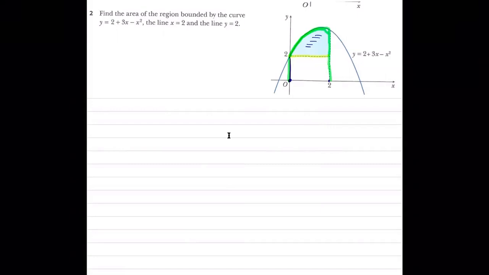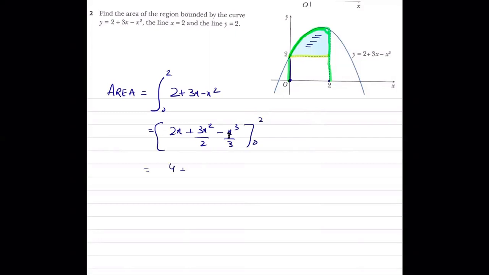I'm going to find the area bounded by the curve and the x-axis. That means I'm going to integrate 2 plus 3x minus x square from 0 to 2. So I'm going to get 2x plus 3x square upon 2 minus x cube upon 3. And you apply the limits 2 and 0, right? So when you apply the limit 2, you get 4 plus 6 minus 8 upon 3. Minus when you apply the limit 0, you are going to get 0. If you solve this, I'm getting 22 upon 3 units squared. That is the area bounded by the curve and the x-axis.